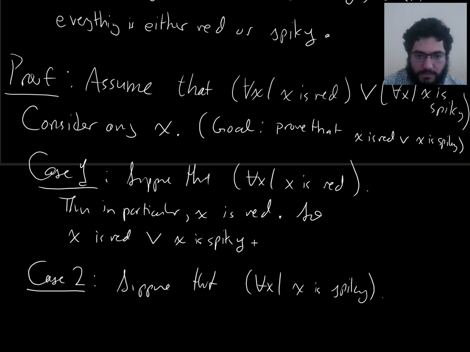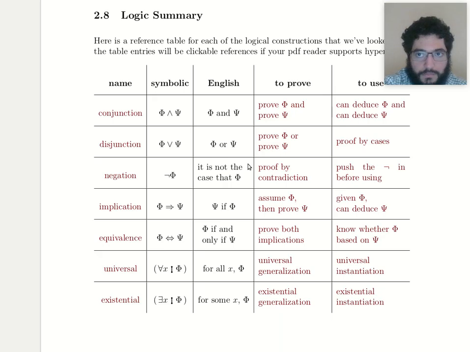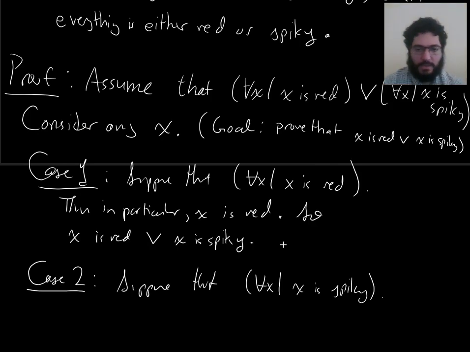This is that basic rule for or, which says that to prove an or, you can just prove either one of the two disjuncts. So prove phi and you get phi or psi. Prove psi and you would also get phi or psi. So that's it for case 1. We reached the goal, which was x is red or x is spiky.